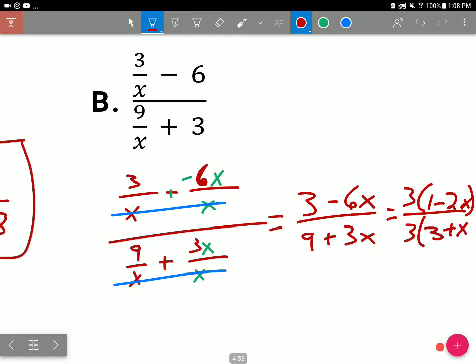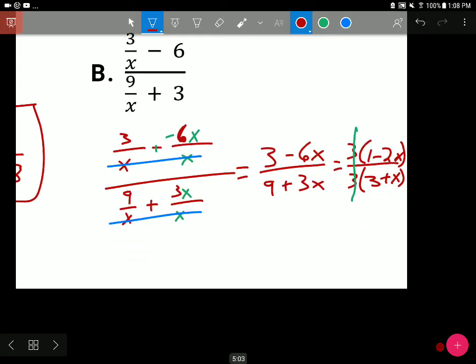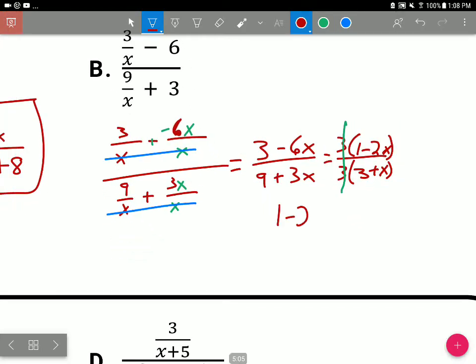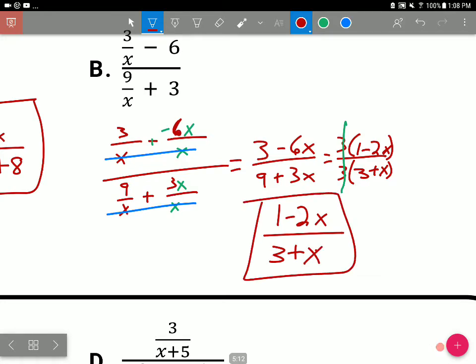Can you cancel anything out? The 3. So this one leaves you with 1 minus 2x over 3 plus x. Cool? One of the reasons this is so much easier than yesterday is because you've already worked through the idea of finding the common denominator, multiplying out, and reducing it. Even so, I still think this is easier.